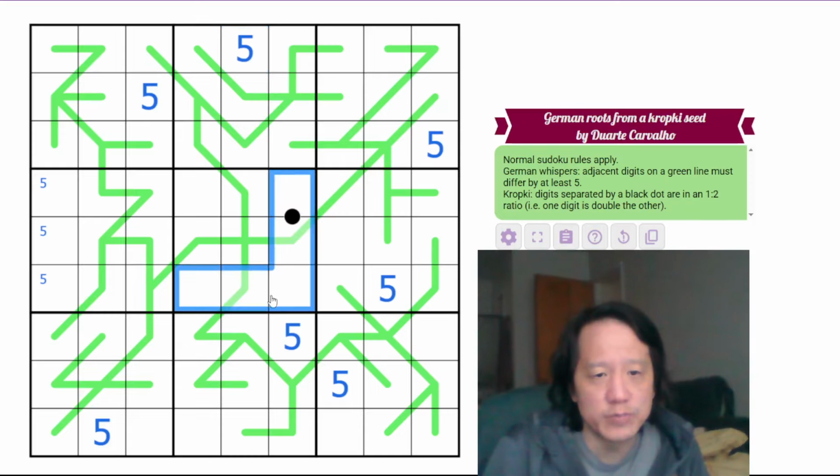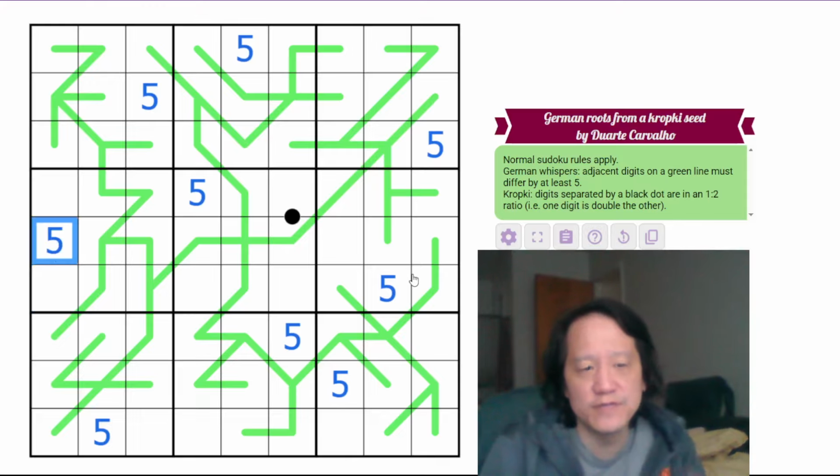In the central box, we cannot have a 5 here or 5 here, and these are whisper 5 lines, so this must be a 5. So therefore, 5 cannot be here, and 5 cannot be here. So this must be 5 here.